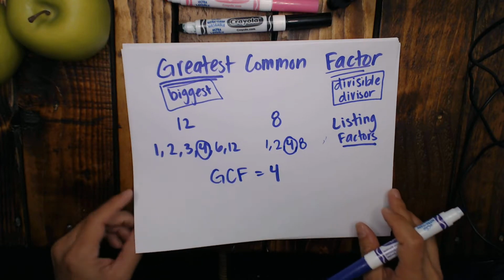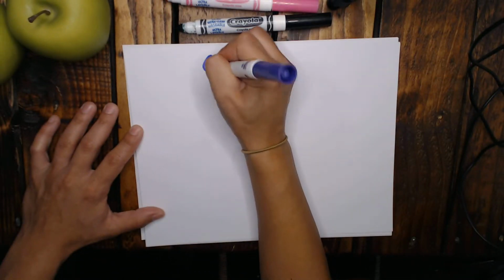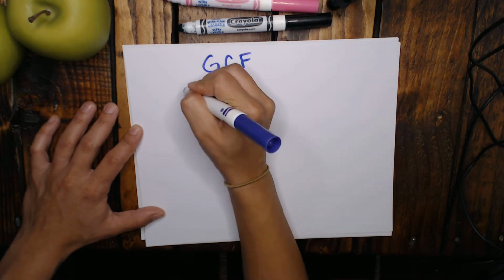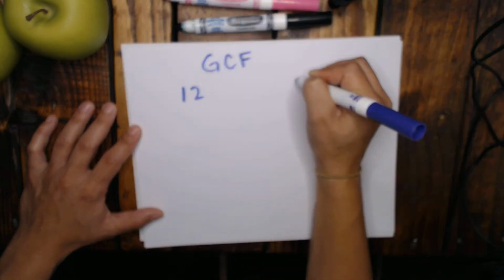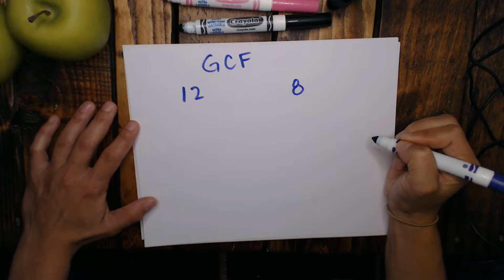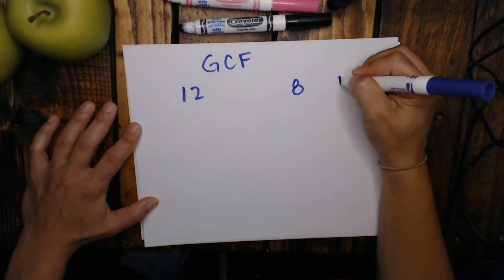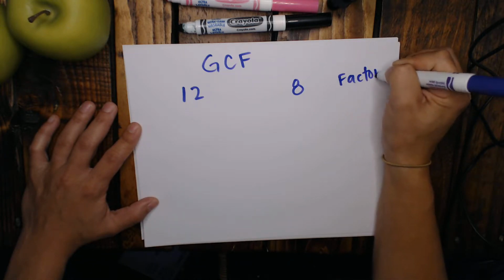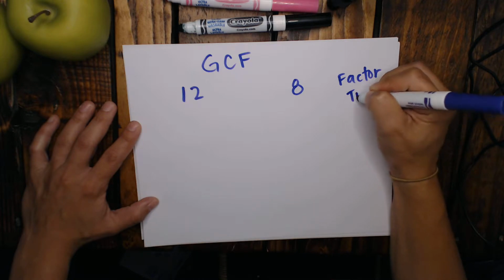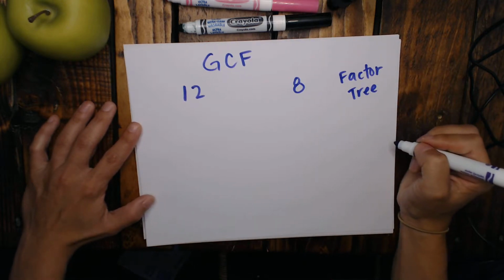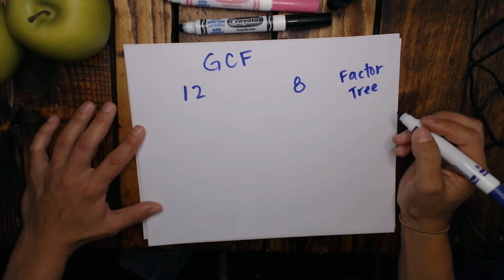The other strategy for our GCF, let's refocus here. There it goes. Again, talking about GCF, still looking at the example of 12 and 8. We looked at listing as one strategy. Now the old school strategy is factor trees, or you can use a factor tree. We call it that because it starts to look like a Christmas tree.